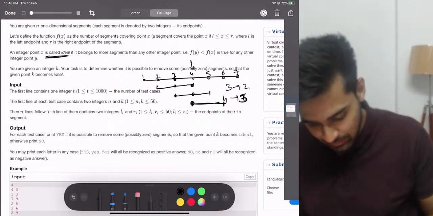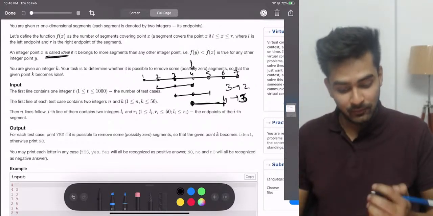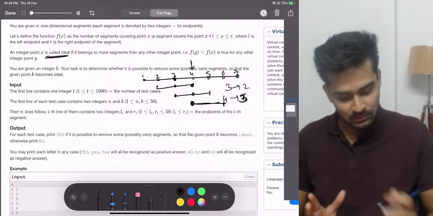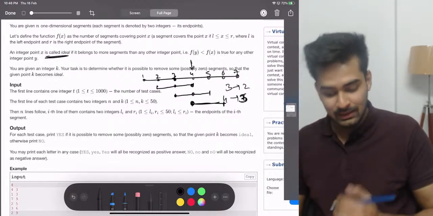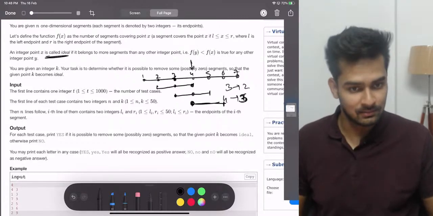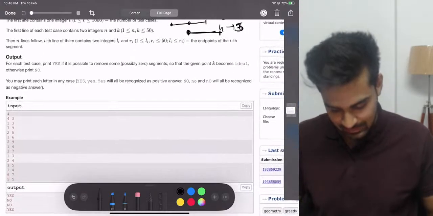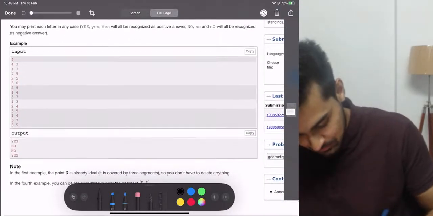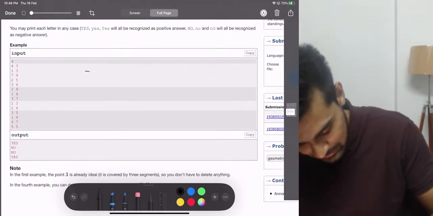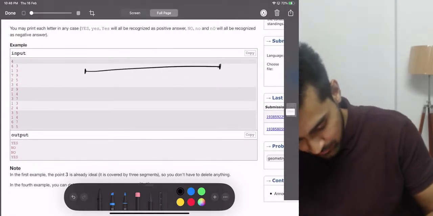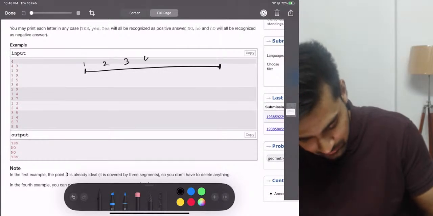So, you're given an integer k. Your task is to determine whether it is possible to remove some, possibly 0, segments so that the given point k becomes idle. So let's look at the very first example. If you look at the very first example, we have 1, 2, 3, 4, 5, 6, 7, 8, 9.